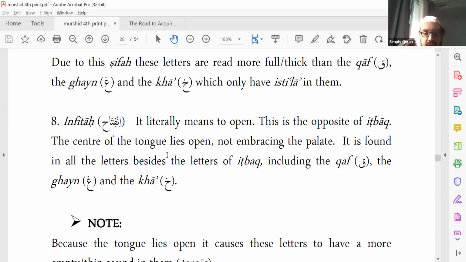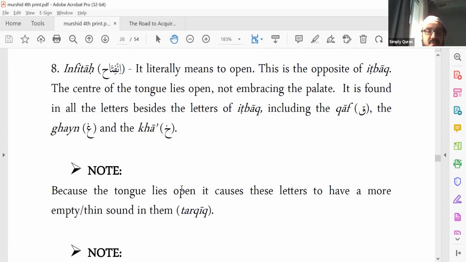So qaf, ghain, and kha have isti'la plus what? Do they have itbaq? No, right? So what's the opposite of itbaq? Infitah. The center of the tongue lies open, and with itbaq, the center is embracing the palate. If you say qaf, you're only using the back part of the tongue, as I mentioned before, with kha and ghain. Whereas with those four, you're using the center of the tongue as well.